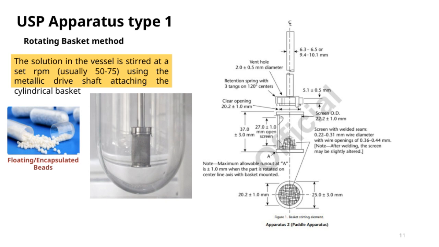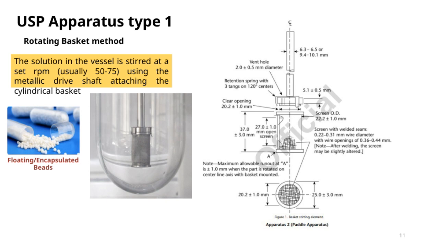This method is often referred to as the rotating basket method, and it's a standard approach within the USP apparatus type 1. The key advantage here is that by rotating the basket, we can effectively simulate the dynamic environment of the GI tract or other biological systems, providing a realistic assessment of the release profile of the formulation.